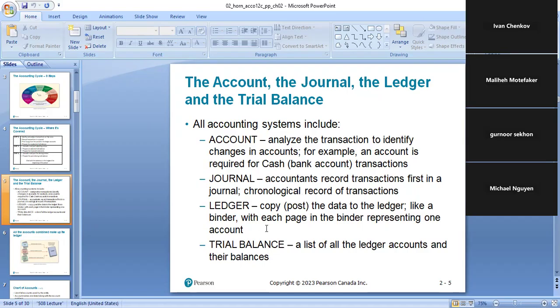Next one will be the ledger. In the ledger, we're going to post the data like in a binder, and each binder is going to represent an account. So in the ledger, we're going to have different binders, and in the different binders, you're going to have all the different information. At some point, you're going to see how much potato you have, how much chicken, how much tomato, how much rice, how much sugar, how much flour you have. Everything will be inside, and you know how much you have.